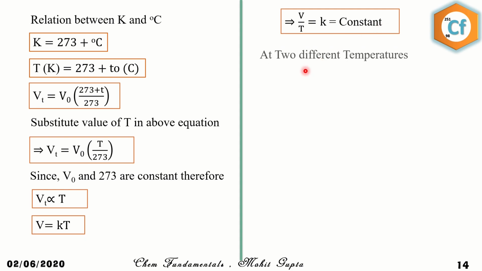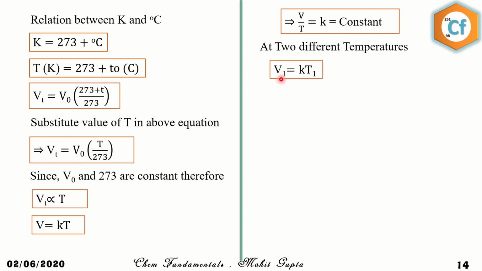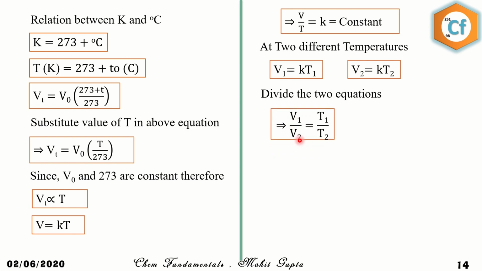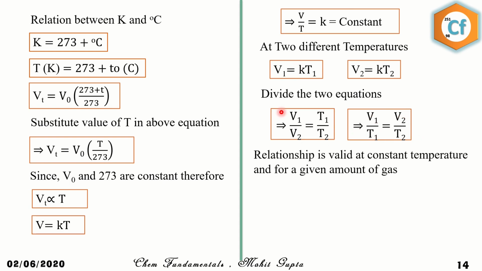which is a constant. At two different temperatures, I can write V1 is equal to KT1 or V2 is equal to KT2. On dividing these two equations, I'll get V1 upon V2 is equal to T1 by T2, or I can even cross multiply. What I'll get is V1 T2 is equal to V2 T1. So these are a few expressions which we can easily derive from V is equal to KT. This relationship is only valid at constant pressure and for a given amount of gas.